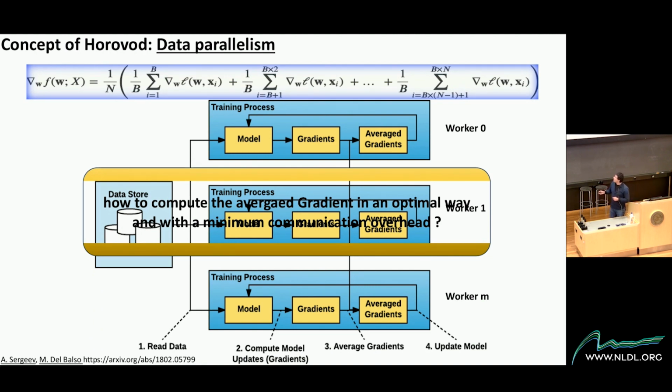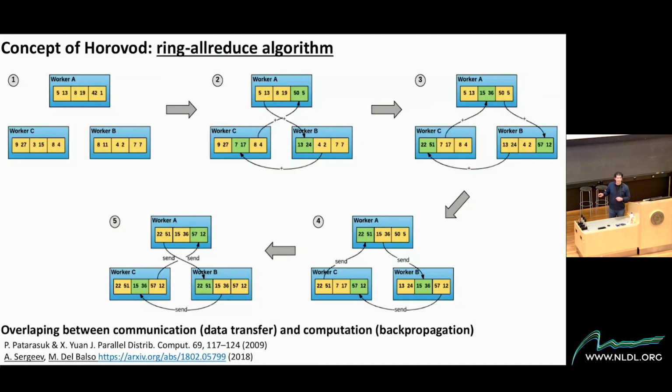Well, what I mean there is this: how the average gradient is computed, and this is the basic concept of a ring all-reduce algorithm that enables computing the average gradient on all workers. To understand this, we take the example of three workers, A, B, C, and we have some values here that are values of subgradient. Each worker has its own value of subgradient, and we want to average that.